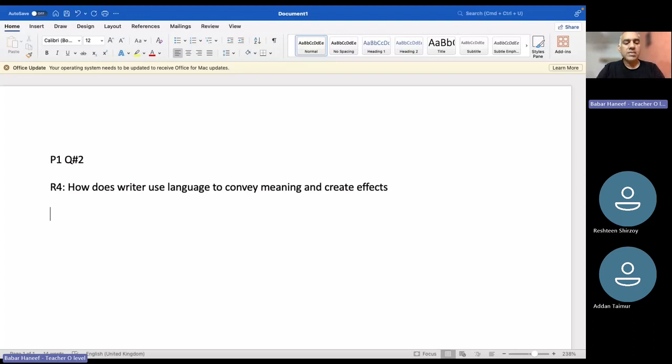All right. So, for example, in order to answer question number 2, you should ask yourself the following questions. You have to decode the intention of the writer. Intention. Second thing is you have to look for the connotations.